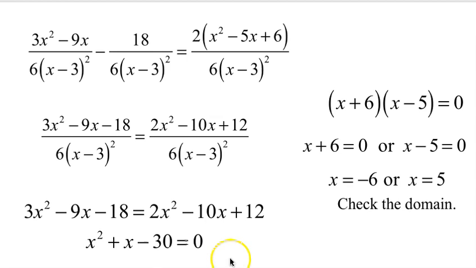Well, what do I have? I have x equals negative 6 and x equals 5. Neither of those are 3. Therefore, they are both acceptable as solutions. And my final solution to this problem is the set of numbers containing negative 6 and 5. And that will conclude this lesson.